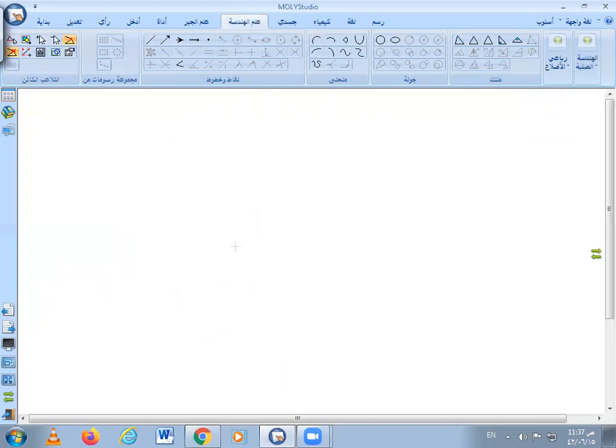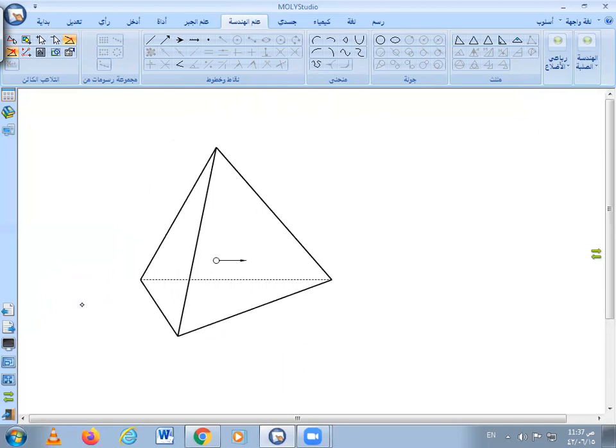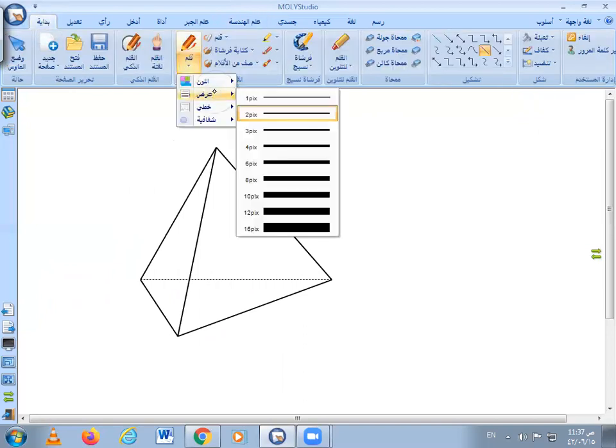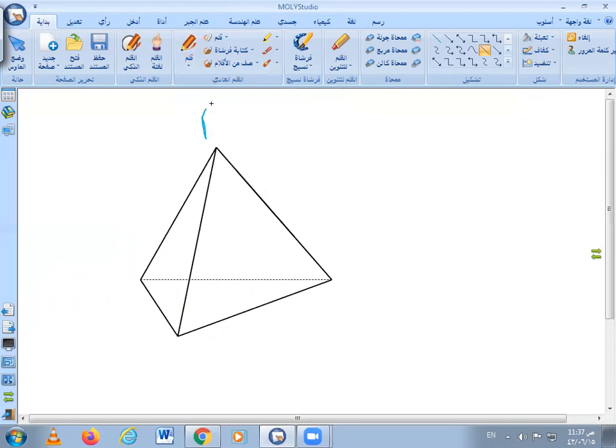We also have the pyramid. We have triangular pyramid and we have quadrilateral pyramid. That depends on the number of sides of the base. Here we have triangular pyramid. It has 3 faces and 1 base. All of them are triangles. We have 6 edges, and we have 4 vertices.